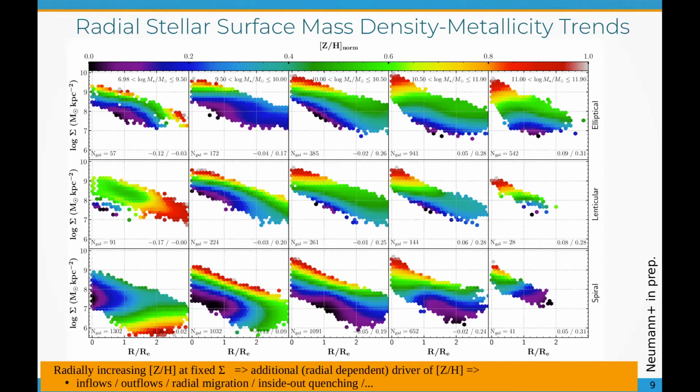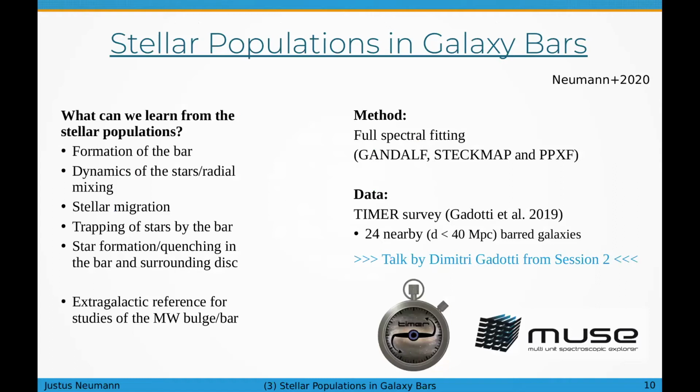Now, for the second part, I want to go to stellar populations in galaxy bars. So this is from a different survey, different data, and now looking really at high spatial resolution and just a very few objects. What can we learn from the stellar populations?